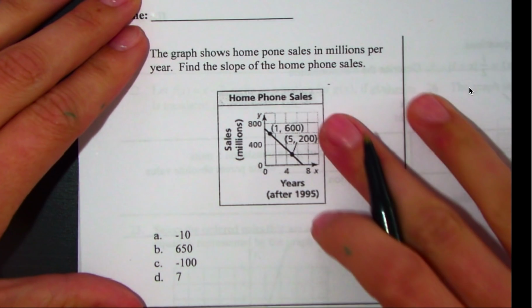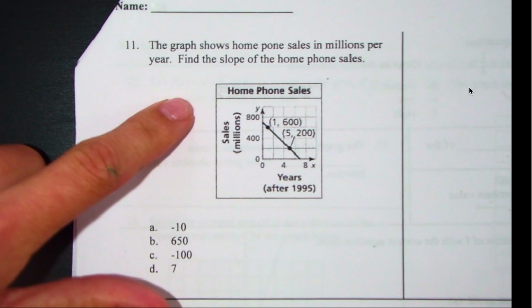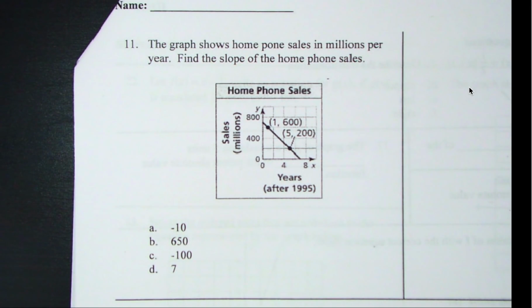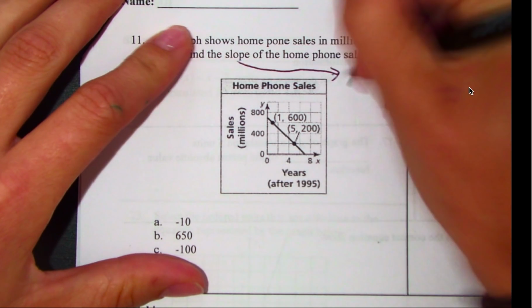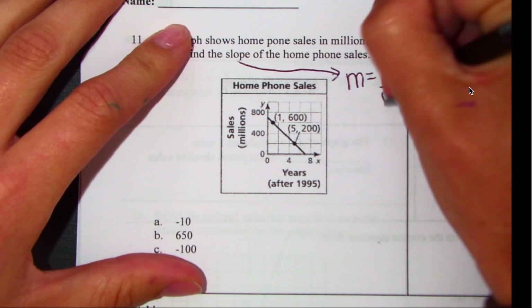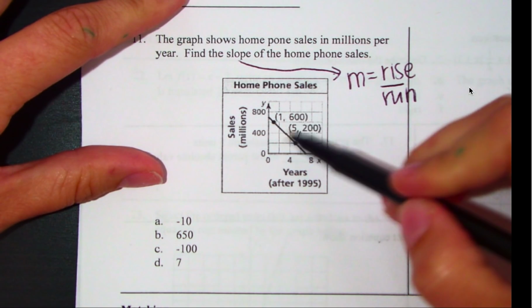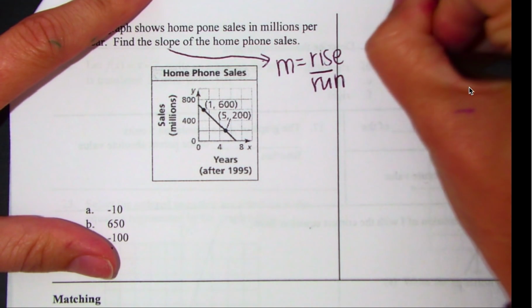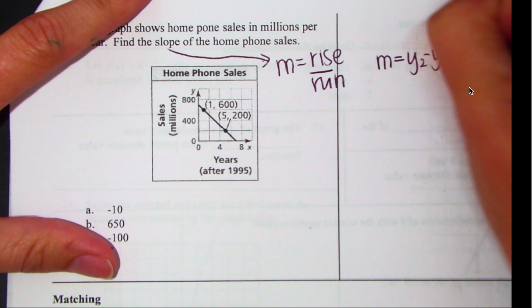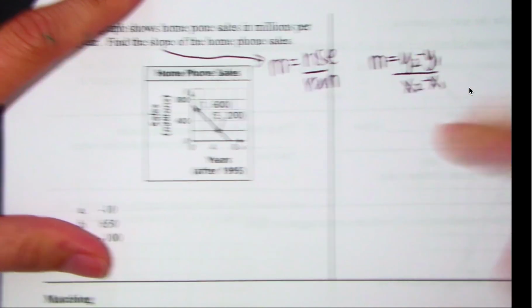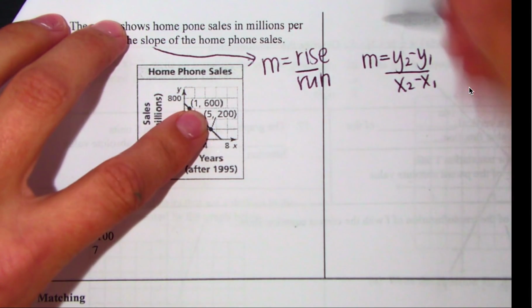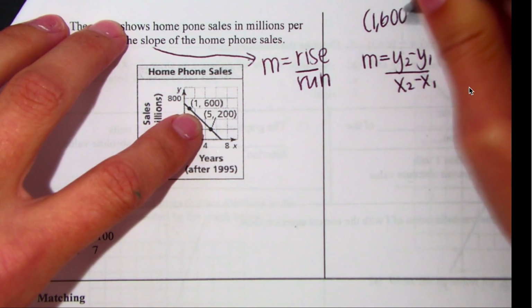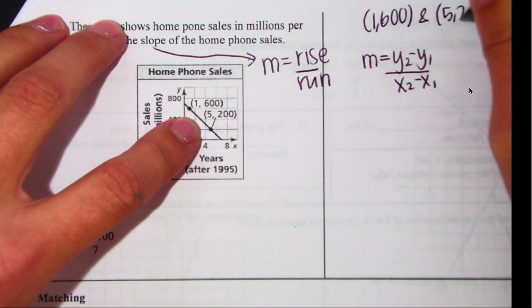Okay, number 11, we're going to find our slope of these home phone sales. So when I find the slope, I am going to be calculating rise over run. So some of you are going to be able to see that just by looking at the numbers, but for the majority, what we're going to do is we're going to use our slope formula, which looks like this: y2 minus y1 over x2 minus x1. And you can use this formula anytime you have 2 points. Since we have 2 points, very clearly 1 comma 600 and 5 comma 200, we can go ahead and use this formula.